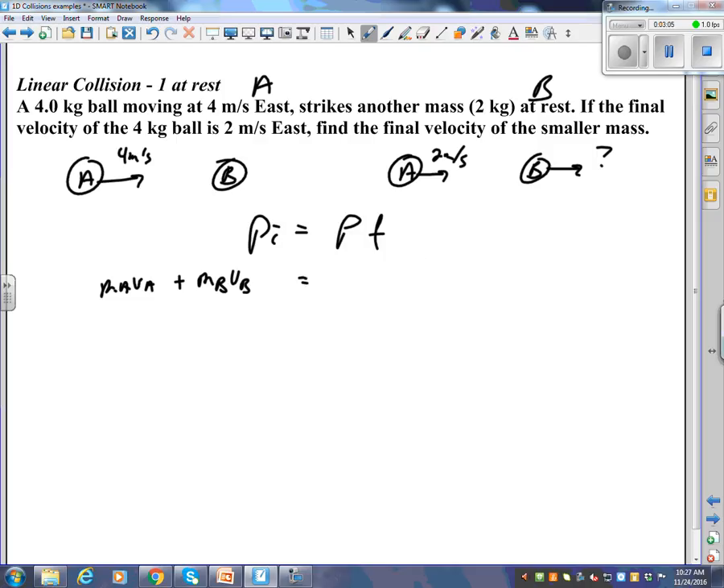What makes up the final momentum? Mass of A, velocity of A, but is that velocity of A the same? That's the little prime, which means after collision, plus MBVB prime. Does it have to be a different color? No. Will I forget to change it to a different color at times? Yes.